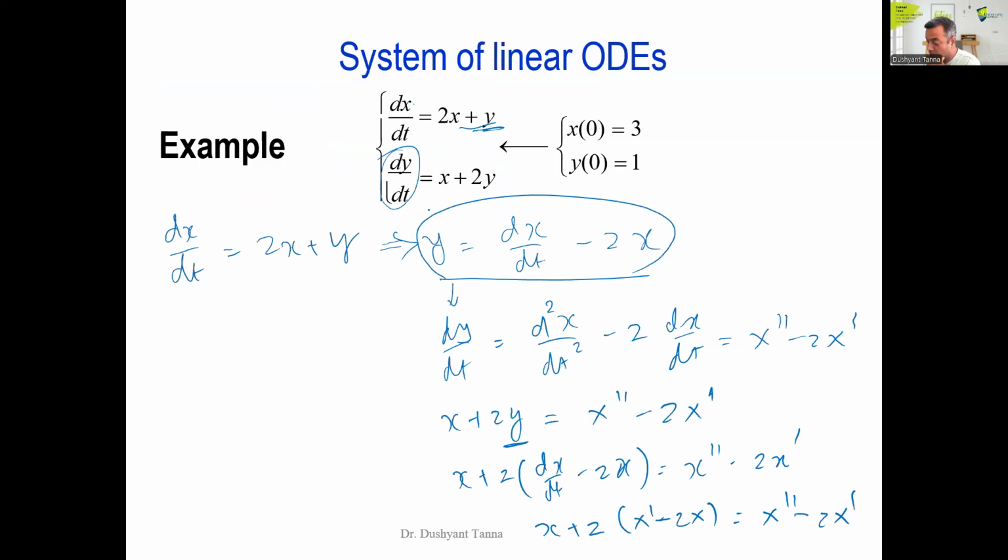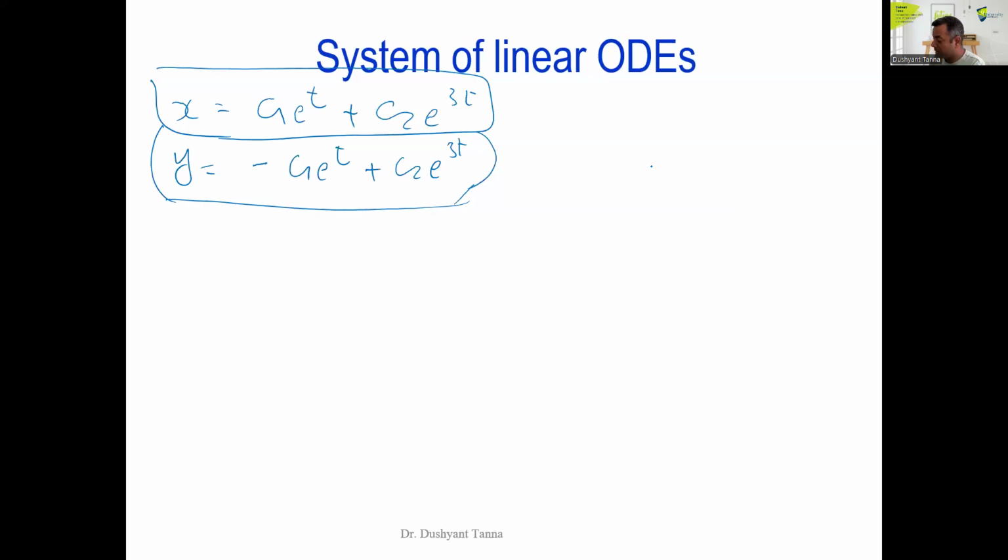If you go back to the question, it has given us some condition, right? x of 0 is 3. So I write the condition here: x of 0 is 3, y of 0 is 1. That means t is 0, x is 3, y is 1. We put all the values here.